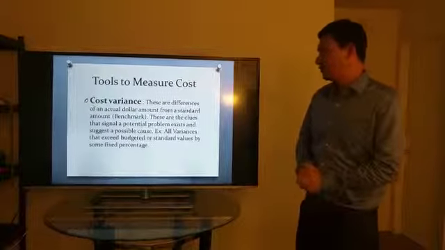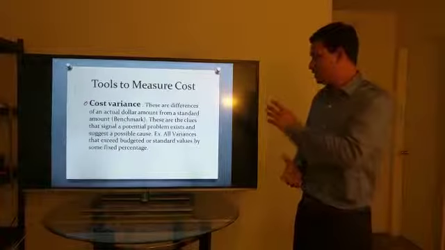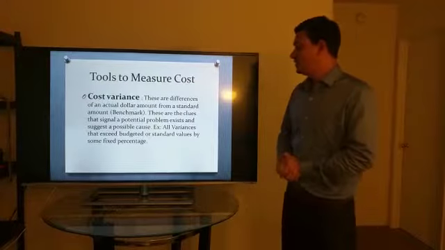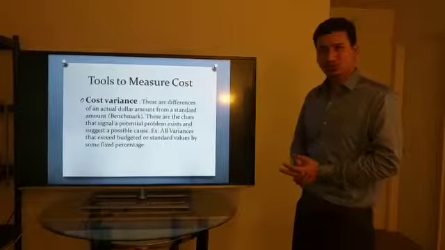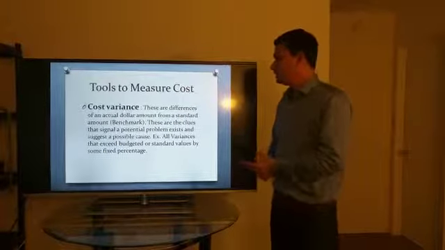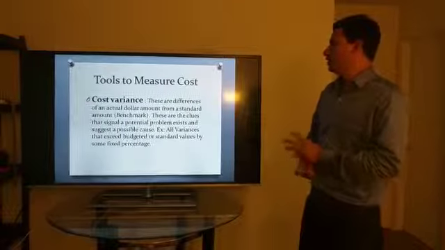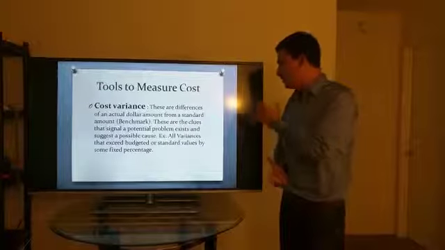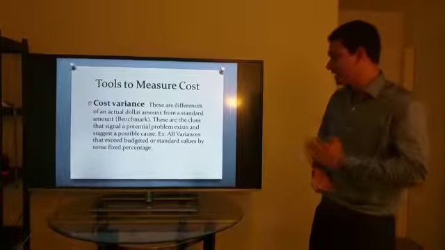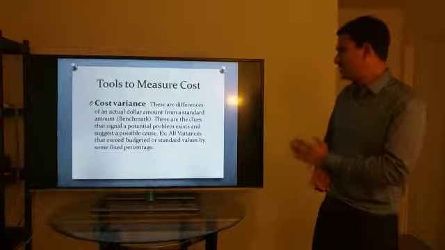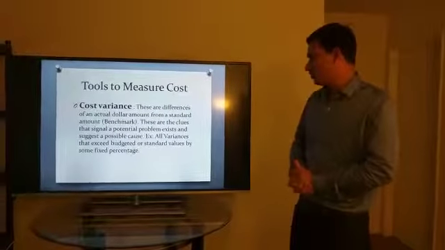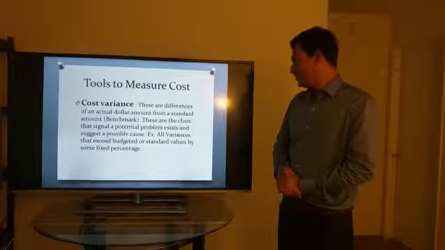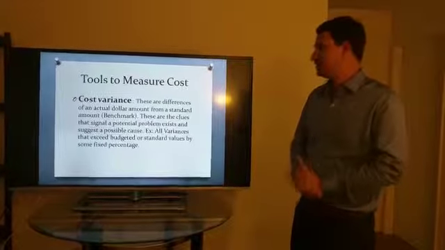Tools to measure the cost. We have used various tools to measure the cost of the hospital, out of which there are three major tools which we have used. The first one is the cost variance. Cost variances are the differences of an actual dollar amount from a standard amount. These are the clues that signal a potential problem exists and suggest a possible cost. For example, all variances that exceed budgeted or standard values by some fixed percentage.